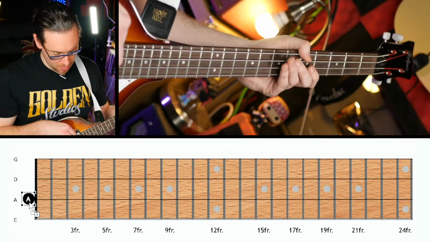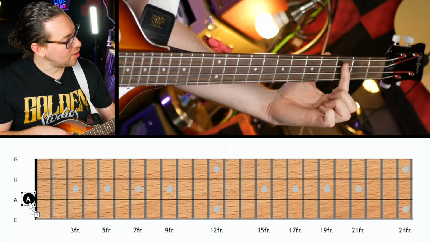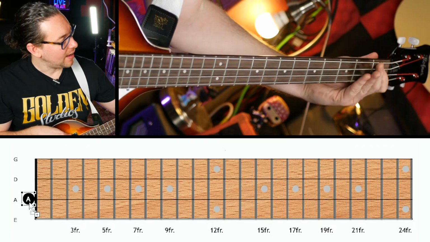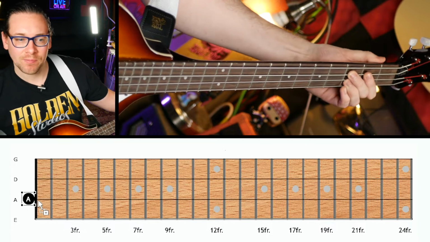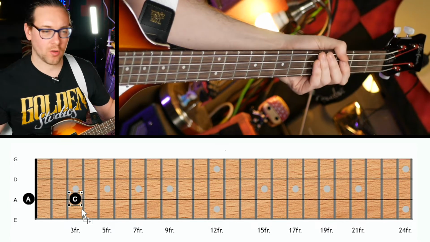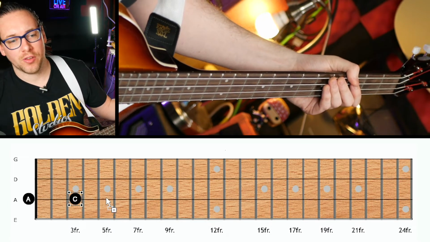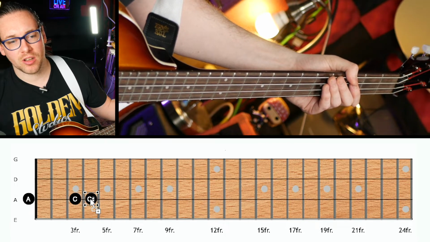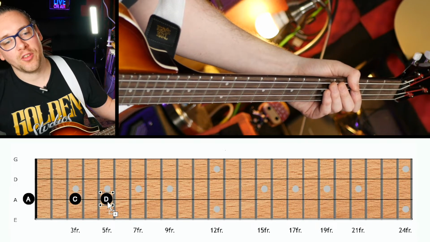So we've got the open A, the 3rd fret, what is that? So A sharp, B, C. We've got a C, that's great. So we've got a natural note on the 3rd fret. Then we've got a C sharp, we don't want that. On the 5th fret, we've got a D.